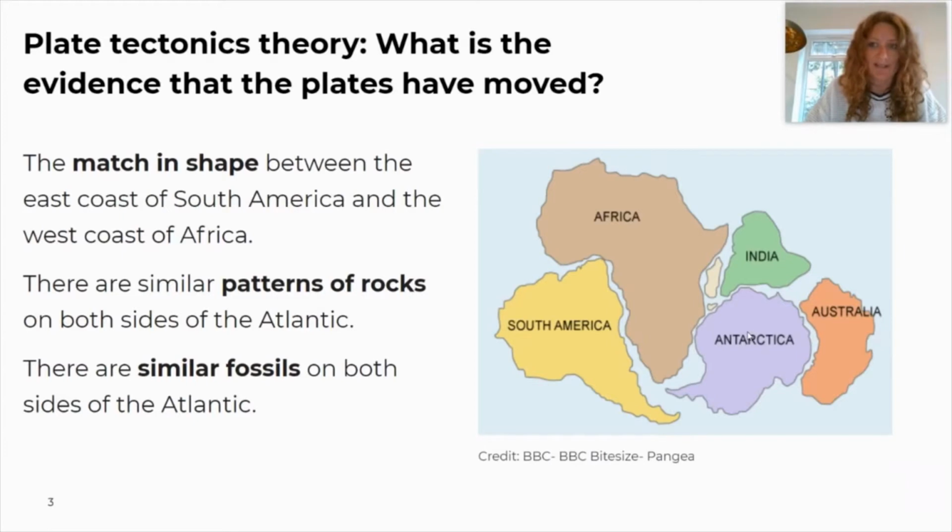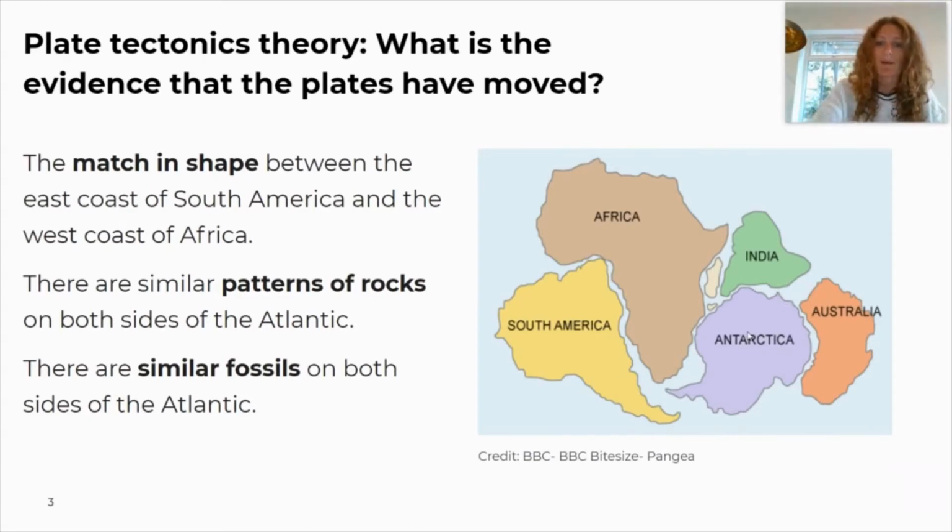What's also really interesting is that there are similar fossils on both sides of the Atlantic, as in, again, that coast of South America and Africa. What they concluded from that was that there must have been, at one point, the same animals and the same species living in the same place. So those are the three pieces of evidence that plates have actually moved.